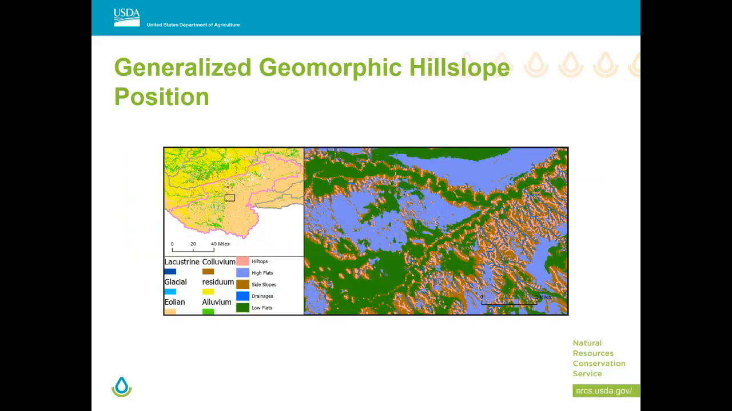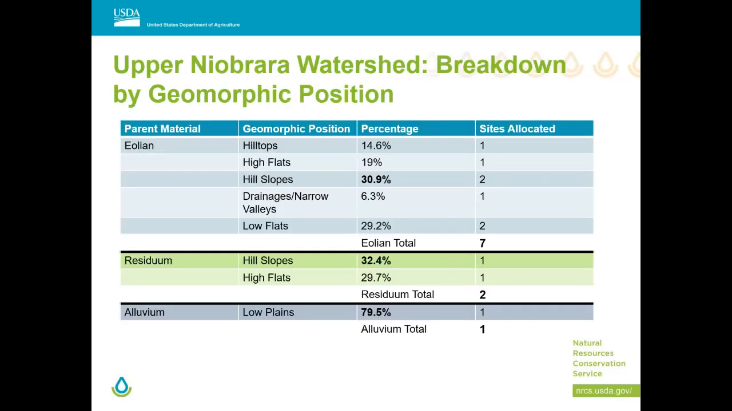Within each of these source materials, the proportion of geomorphic landforms is summarized. Sites are allocated to each parent material landform proportionally. We see 2 sites should be placed on hill slopes and 2 on low flats derived from aeolian material.